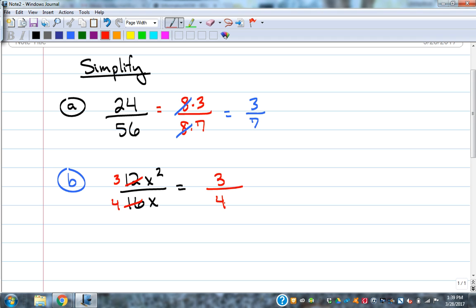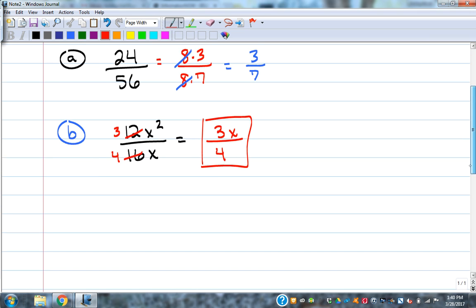Now, how about the x's? Well, x squared is how many x's? 2 of them. There's 1 on the bottom. So that's going to cancel out 1 on the top with the 1 on the bottom. So we're just left with the x up here at the top. So we're canceling out factors there. They're factors because they're multiplied together.